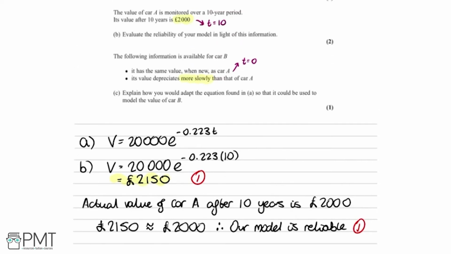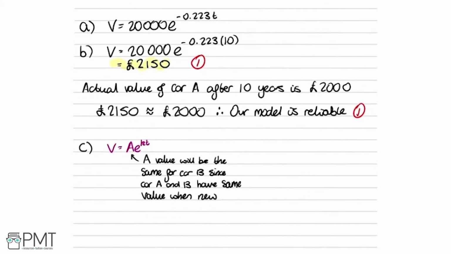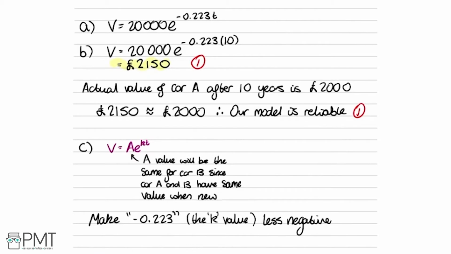Now the key bit of information here is that the value depreciates more slowly. Therefore, our k value will need to be closer to 0, so less negative. The more negative the k value is, the quicker the value would depreciate. So we want to reduce the k value to be closer to 0 than for car A, which is minus 0.223. So writing that out, we want to make minus 0.223, the k value, less negative. That's all we've got to say to get the 1 mark for part C.